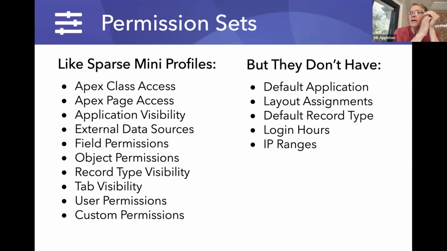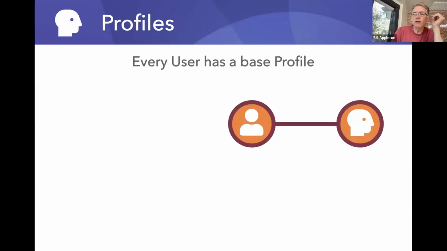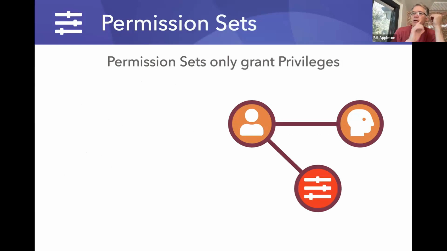And in 2012, they came up with a nifty solution called permission sets. So a permission set is like a sparse miniature profile. It has all the permissions, but they don't have everything. They don't list your default applications and record types. They don't cover your layout assignments, login hours, IP ranges. But other than that, permission sets could grant permissions that you needed. And so you went from this situation where every user had a base profile to this situation where you could be granted a permission set that would give you some additional capabilities.